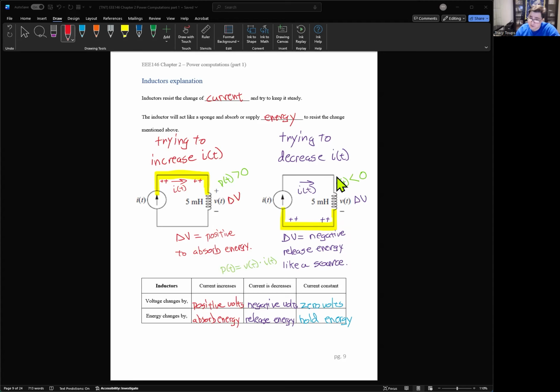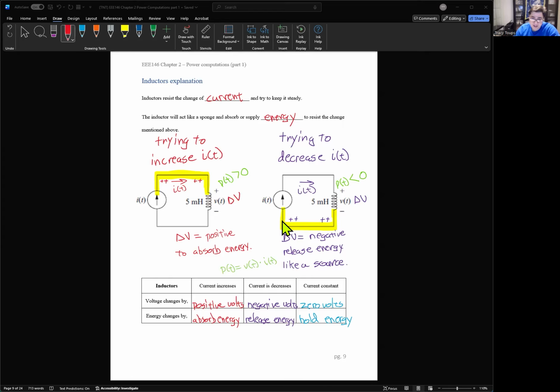I know you want me to dump the current. We're going to have less energy flowing through the circuit. I'm not going to let that happen. Instead, I'm going to take the energy I have stored and dump it down here to you. I know you want 5 amps flowing from the top. I'm going to give you 10 amps because that's what I want.